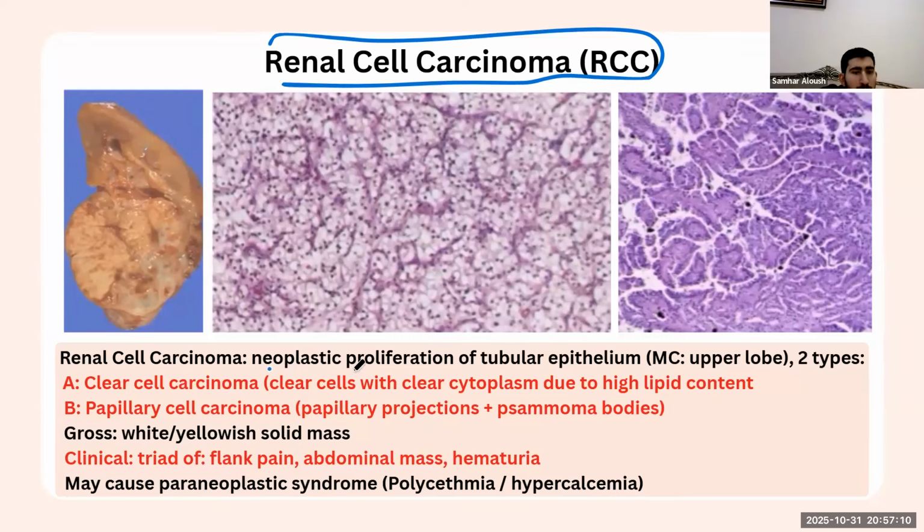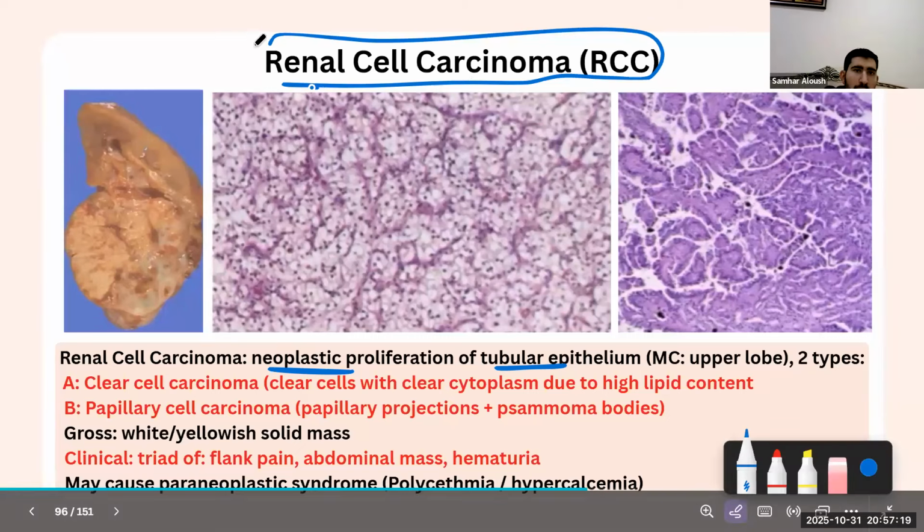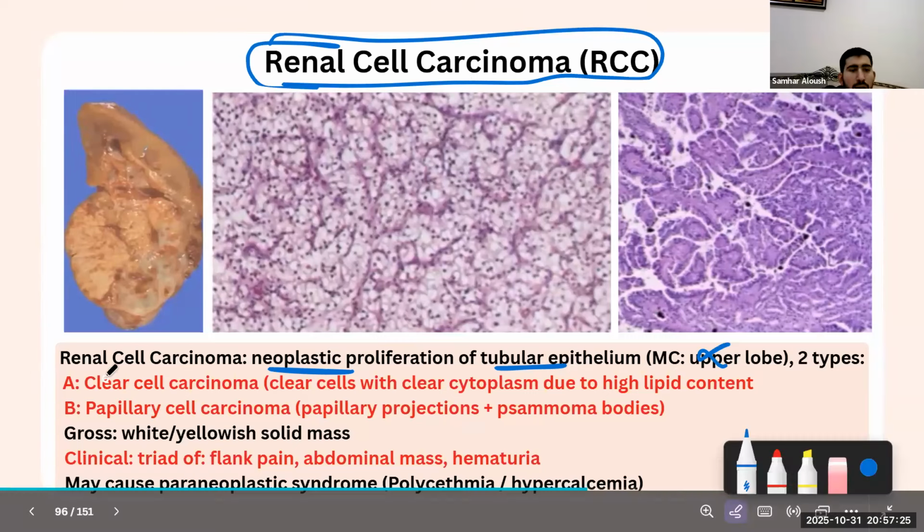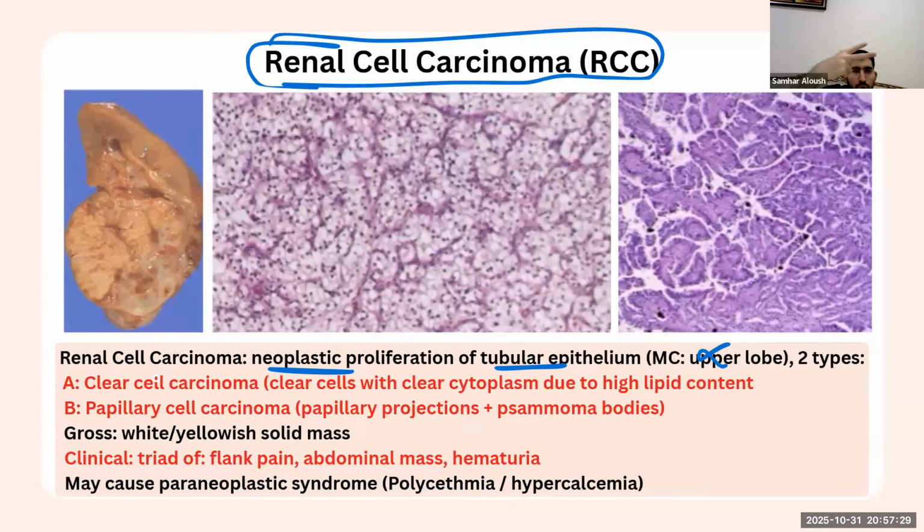Renal cell carcinoma is a neoplastic proliferation of tubular epithelium. You saw the kidney has tubules, proximal convoluted and distal convoluted. If we have neoplastic proliferation of it, we will have renal cell carcinoma. Most common in the upper lobe, not very important. We have two types, meaning when this epithelium proliferates there are two types.